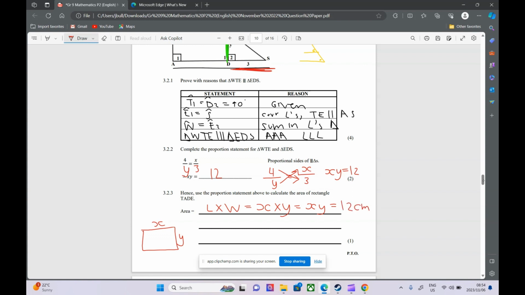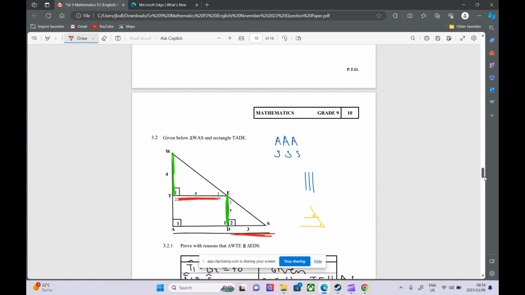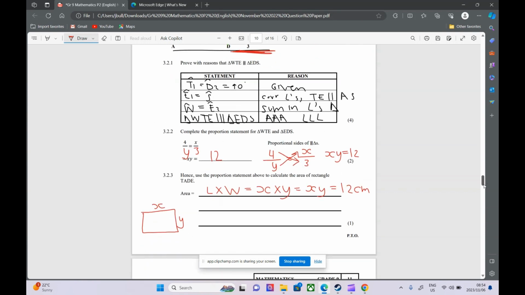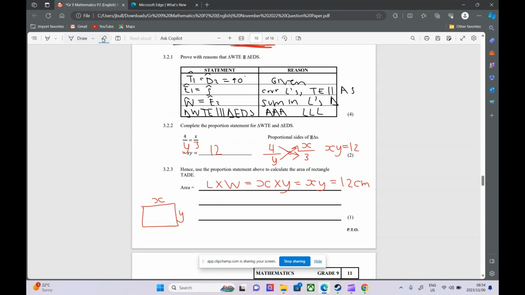And just remember, I don't actually know if it is centimeters. Let's just check. No, they didn't actually tell us the centimeters. So don't put the centimeters, but you do need to say units squared because area is always units squared. So 12 units squared, with the little square at the top for area.